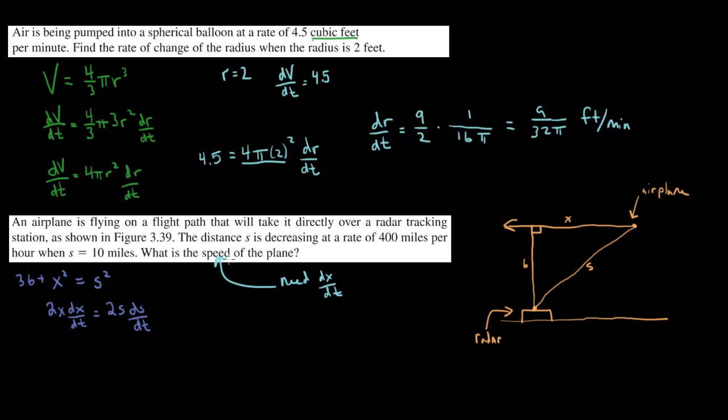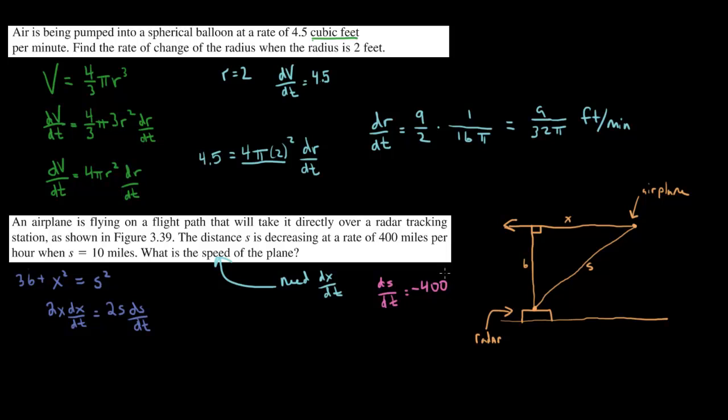Okay? That is what we need: dx/dt. Now, what are we given? We're given that the distance s is decreasing at a rate of 400 miles per hour. So ds/dt equals 400 miles per hour. Well, be careful here. I think that's a negative 400 miles per hour.